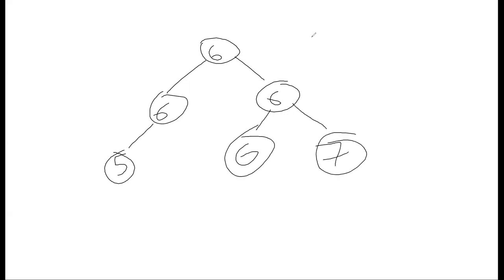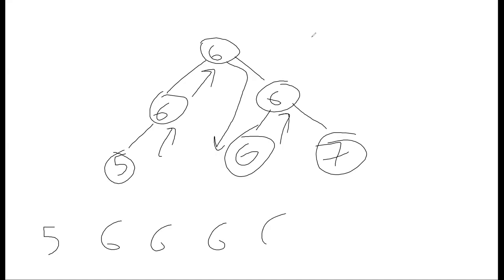Yeah, it will still be sorted. Even if you traverse this, it will still be a sorted set. 5, so it is sorted. Then 6, 6. Then you go to this one. 6, and then 7. Okay, got it. Let's go back to the original problem.